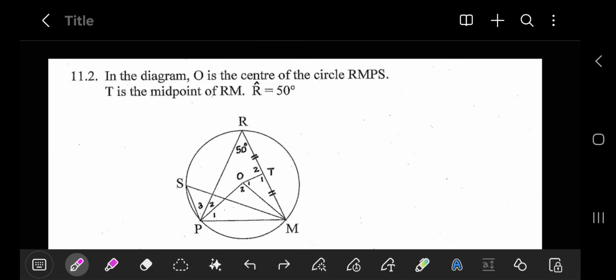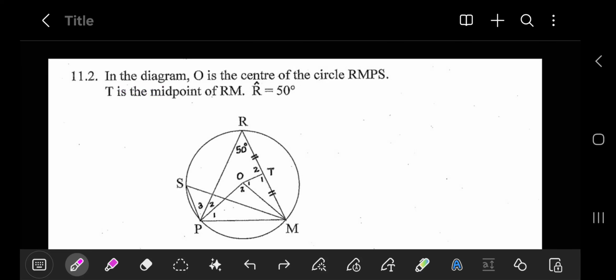Here we have an 11.2. It says in the diagram, O is the center of the circle RMPS. So you guys remember that when a circle is given a particular name, like in this case RMPS, those are just the points that lie on the circumference of the circle. So a circle is named according to the points that lie on its circumference.